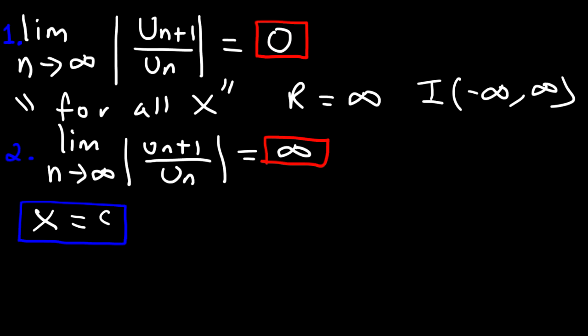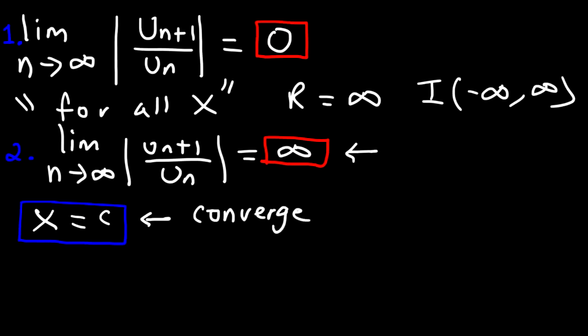At this point, you're going to get a limit with some expression of n times 0, so the whole limit is equal to 0. And because, according to the ratio test, that is less than 1, it's going to converge for that point. But for everywhere else, for all other x values that are not equal to c, you're going to get infinity, and so the series will diverge for all other x values. But for this particular x value, where x is equal to c, it's going to converge.